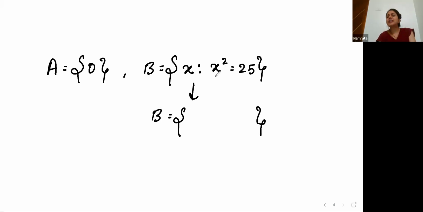Which number will we take? 5. What did you say? 5. Perfect. It's 5. And is there any more number which, when squared, gives 25? No.